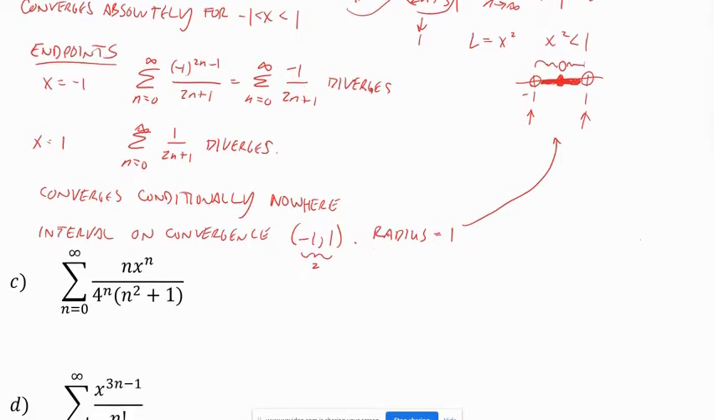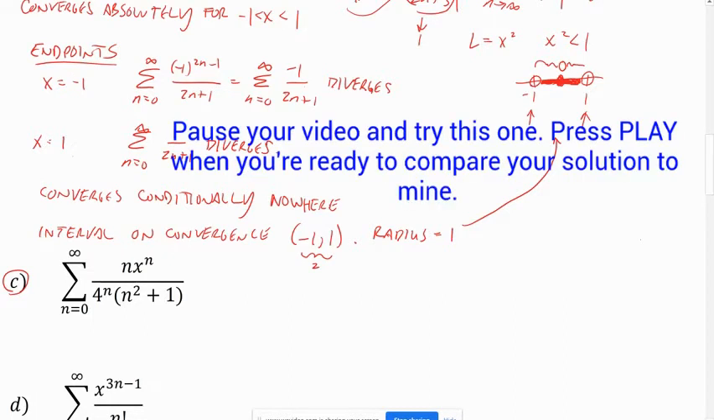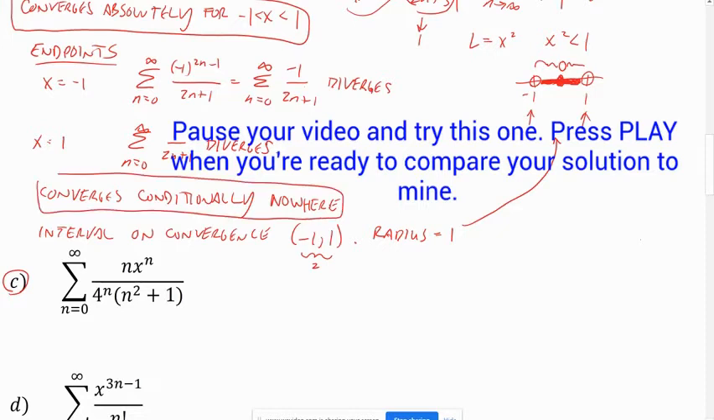Okay, so I'd like you to go ahead and try example C. So pause your video, try out example C, and make sure you've done all 4 of the parts. Where does it converge absolutely? Where does it converge conditionally? We said this one converged absolutely here. Where does it converge conditionally? What is the interval of convergence? And what is the radius of convergence? So make sure you've answered all 4 of those questions for part C. After you've done that, then go ahead and press play and compare your solution to mine.